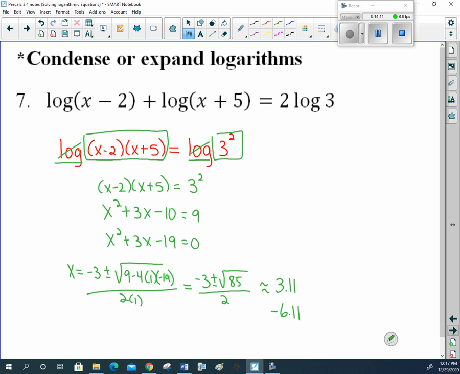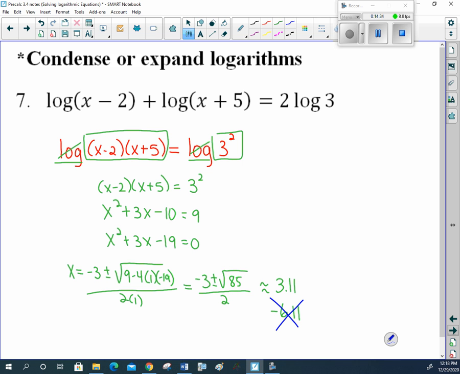6.11. Okay, now we're going to have to throw out this second answer, because if you put that in the original problem, a negative 6.11 plus 5 is going to give you a negative number, and we can't take the logarithm of a negative number because of our domain restrictions. So our answer is 3.11.